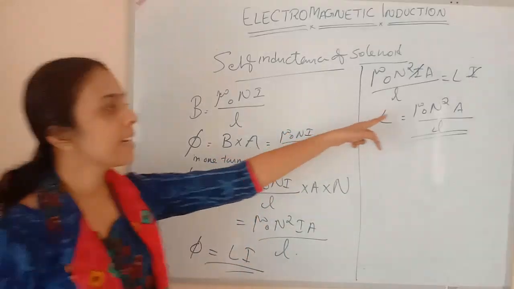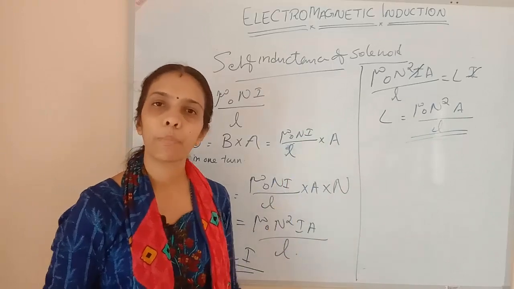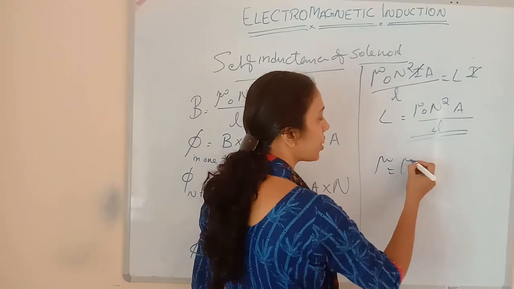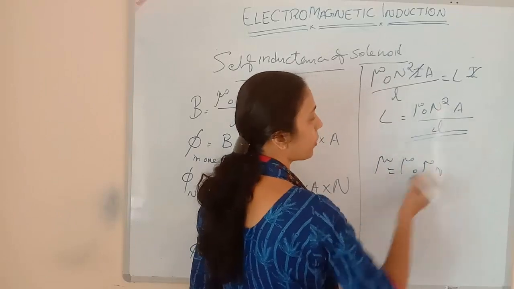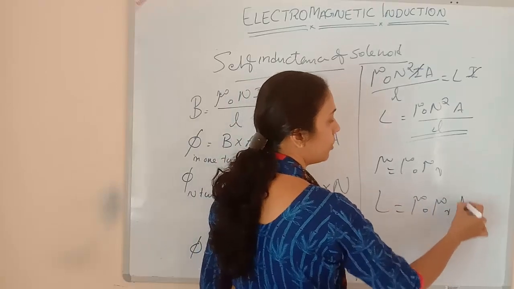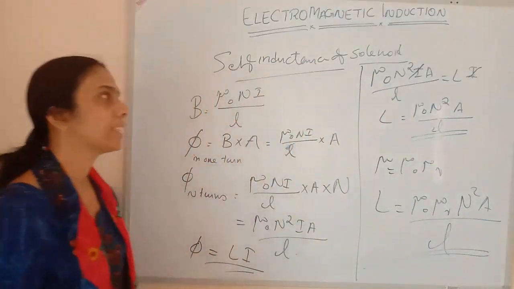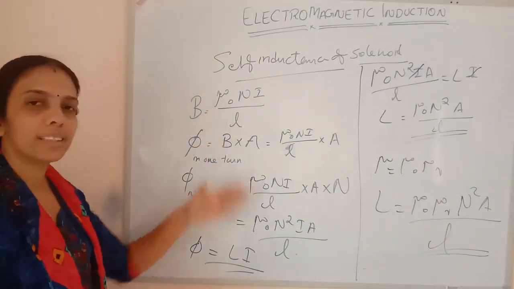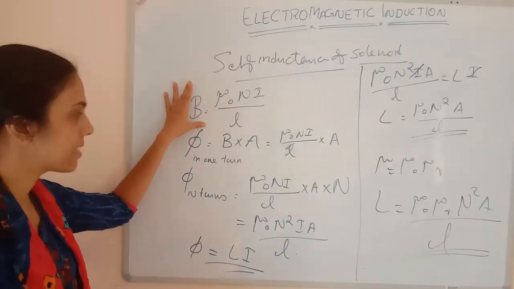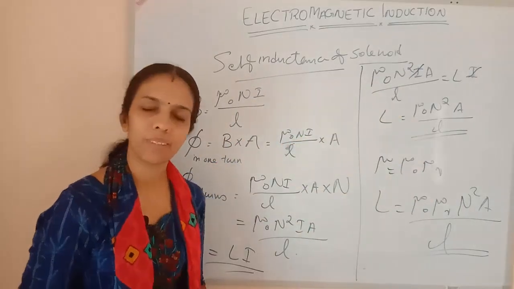This is the permeability of free space. If I am considering the permeability in any medium, mu is equal to mu 0 into mu r. So instead of mu 0, we can substitute mu 0 into mu r into n square A by L. This is the self-inductance of a solenoid. Clear this? Very easy. Magnetic field of the solenoid, we already learned that, isn't it? So flux B into A and N turns, equating, we will get the answer.